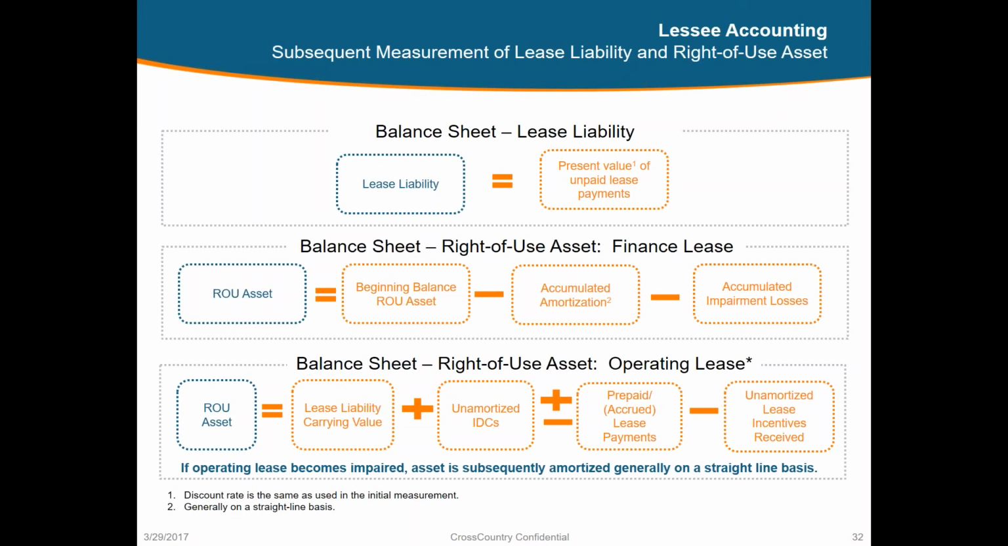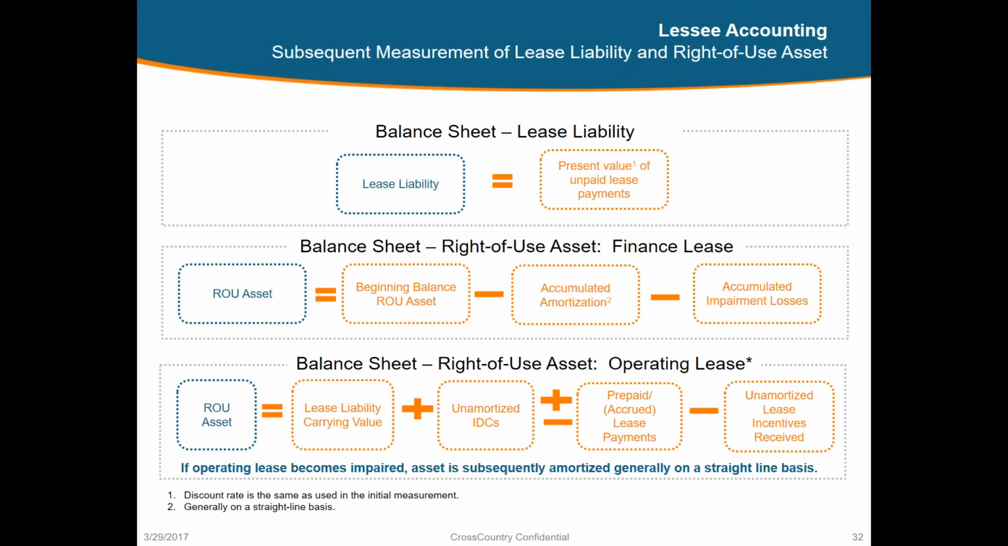For operating leases, the right-of-use asset is equal to the carrying value of the lease liability, plus the balance of unamortized initial direct costs, which are generally amortized on a straight-line basis over the lease term, plus or minus any prepaid or accrued lease payments, plus unamortized lease incentives received, which are generally amortized over the lease term.